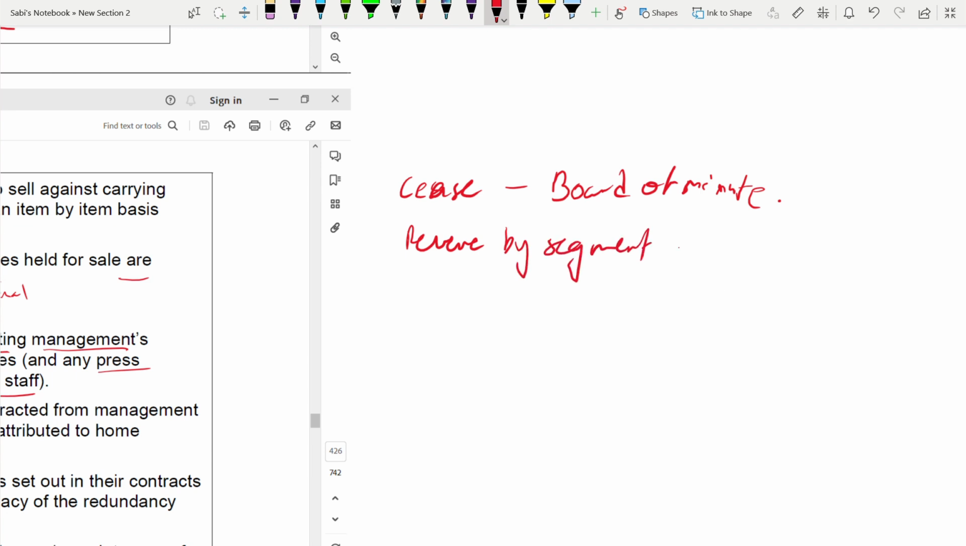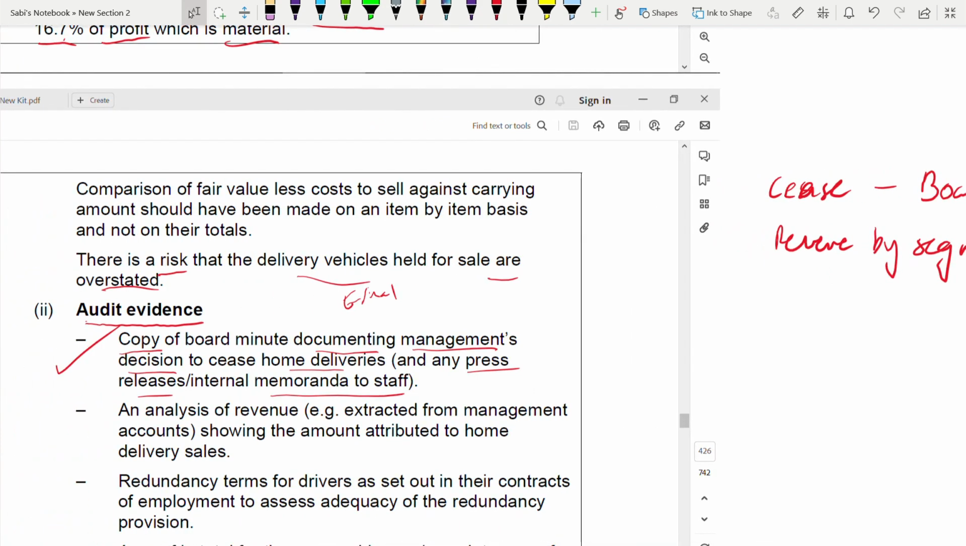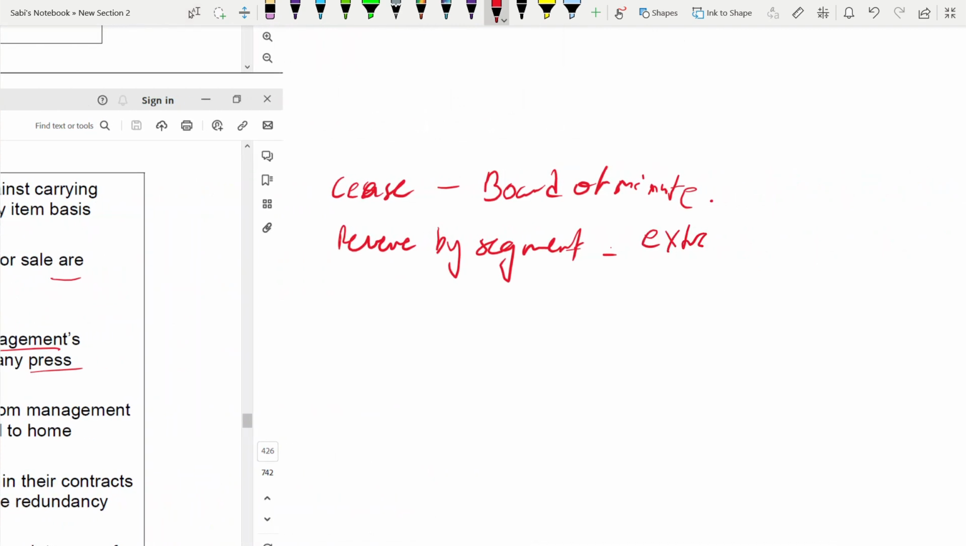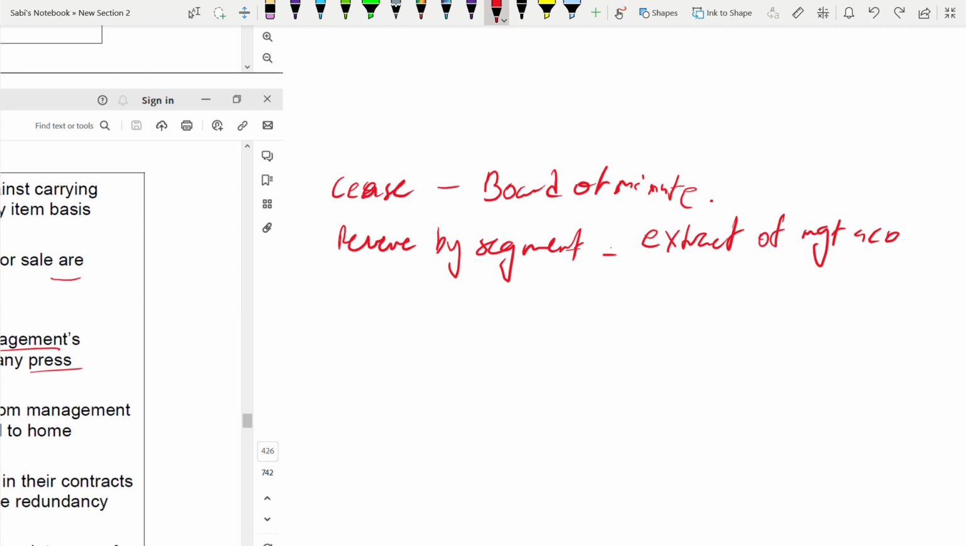You might want to know about revenue by segment. This decision often comes when you want to sell something. You have to check the revenue. Okay. So here, extract from management account. This is where, see, all these are inside information. You will only get it from management, an extract or internal document, right? Management account. Through this only you will get it.